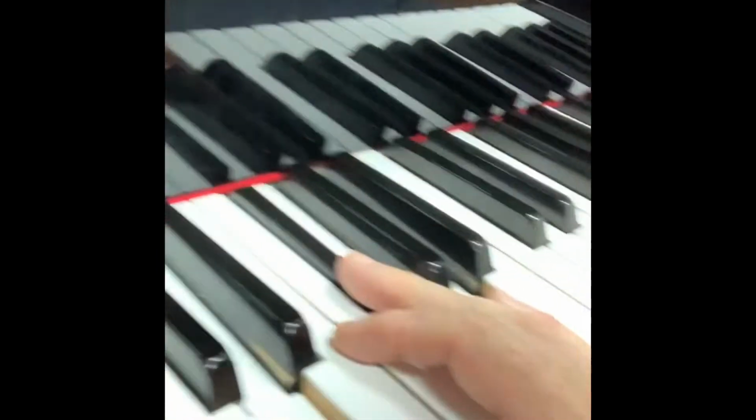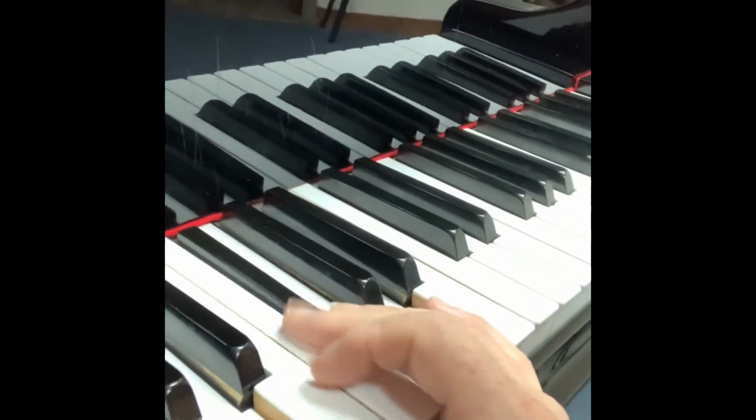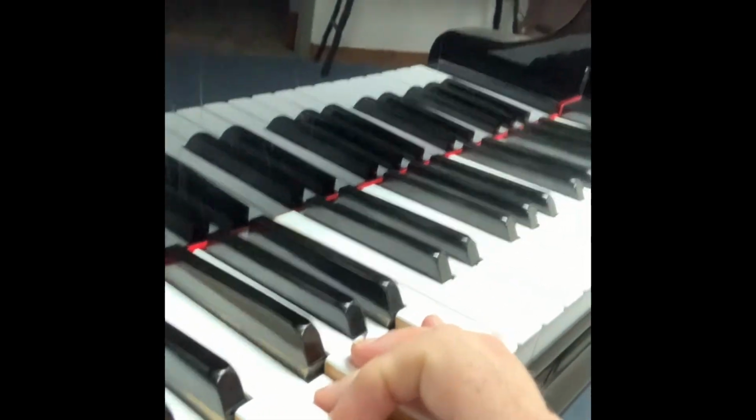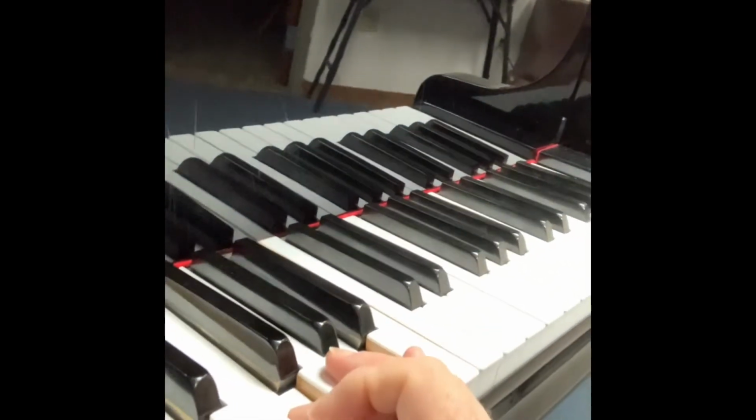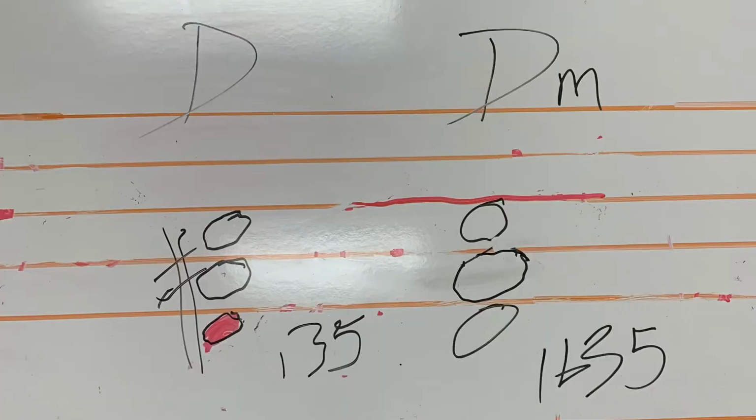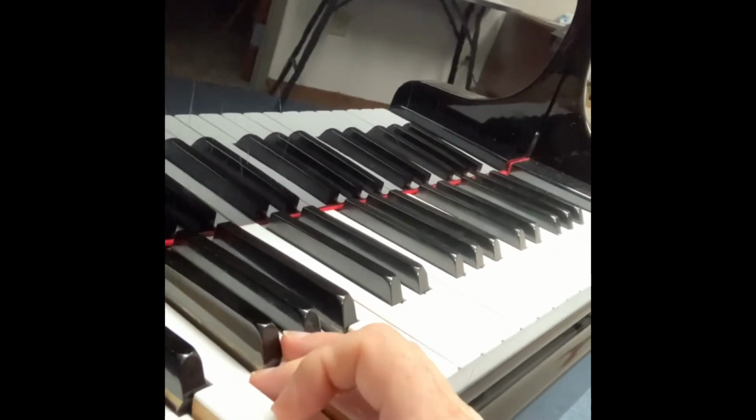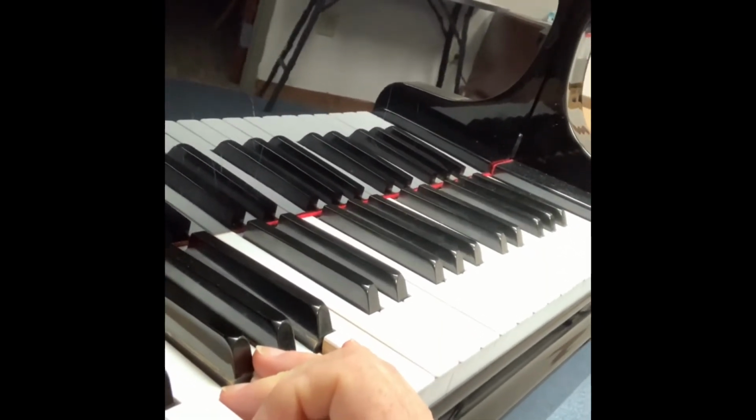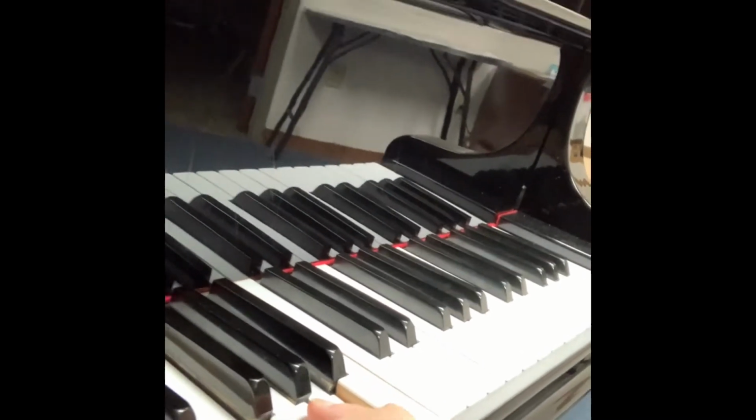We'll take those same 3 keys. If you take your D major, which is D, F sharp, and A, and lower the 3rd, the F sharp, to an F natural, 1 half step, you get minor. Again, you take 1, 3, 5 and lower the 3 by 1 half step and you get minor. And that's how you do it.